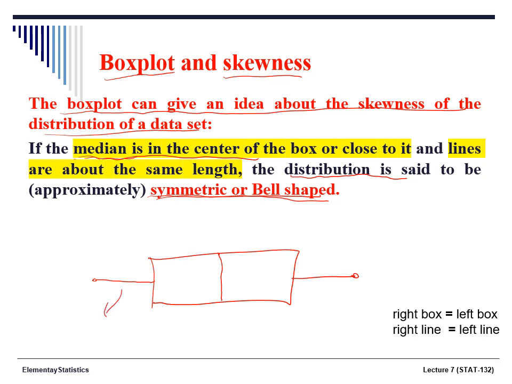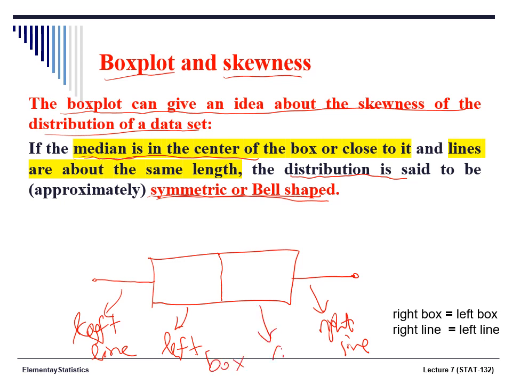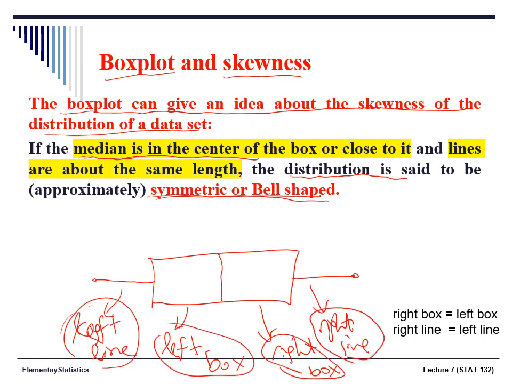I will say this is the right line. I mean left line. Sorry, left whisker or left line. This is the right line. And I will say this is left box. This is right box. Now, from now on, keep them in your mind: the left line, left box, right box, and right line.